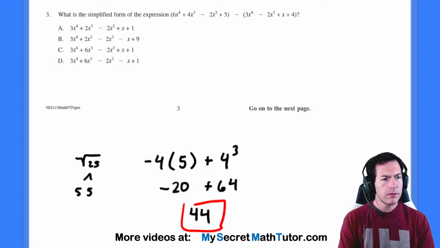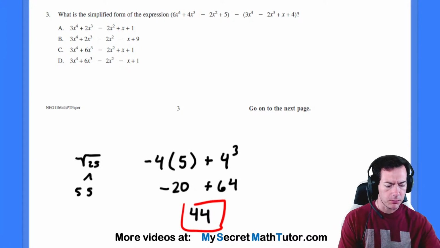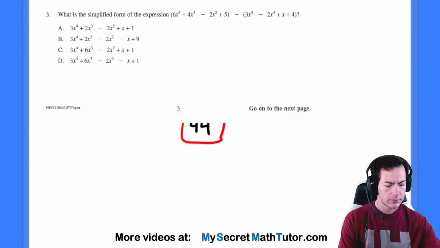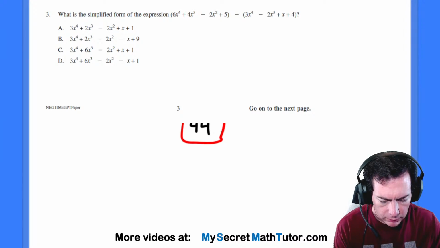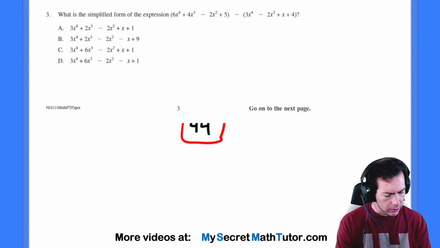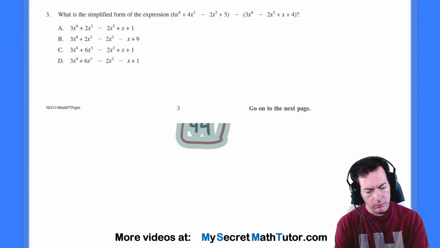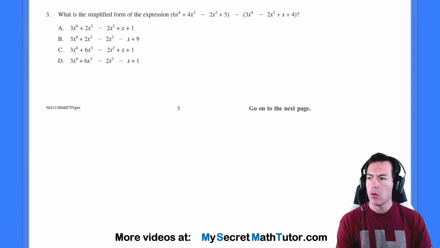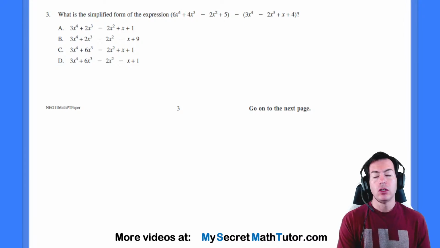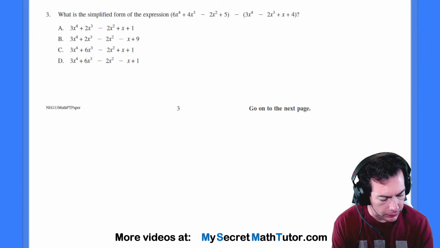All right, this one involves simplifying an expression. Well, it looks like I've run out of space. I have to clear this one out and make some space of our own. So what is the simplified form of the expression? Okay, looks like we're combining like terms for this one.